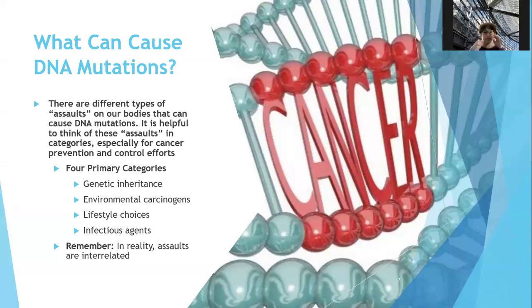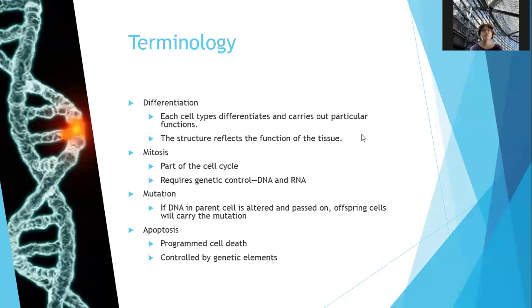So, in reality, everything's interrelated. So we talk about things as being separate. This happens all the time, but things are interrelated. Everything's happening at once. So some terminology differentiation is each cell type differentiates and carries out particular functions. So our liver cells differentiate into what they have to do, and our heart cells differentiate into what they have to do, etc. The structure reflects the function of the tissue. Totally makes sense, right? During mitosis, it's part of the cell cycle. It requires genetic control, DNA and RNA control.